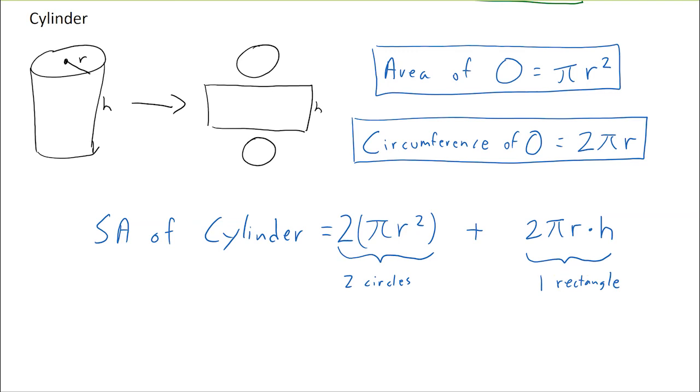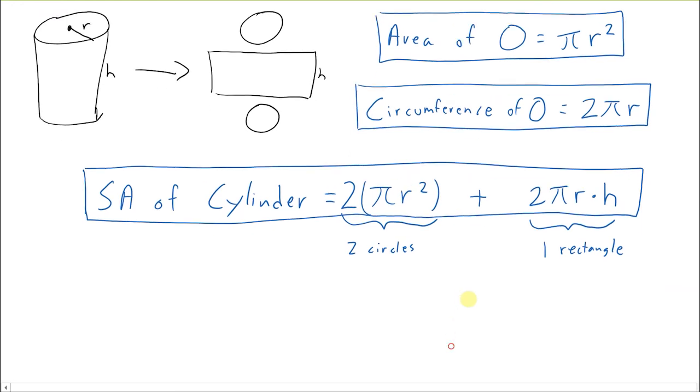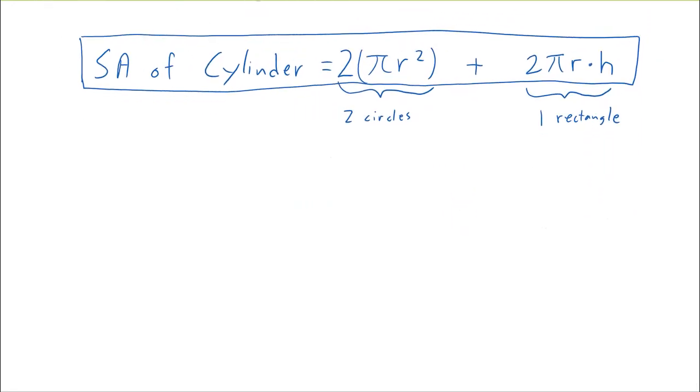And together, that is the surface area formula for a cylinder. It's 2 pi r squared plus 2 pi r h. Let's go ahead and see this formula in action.